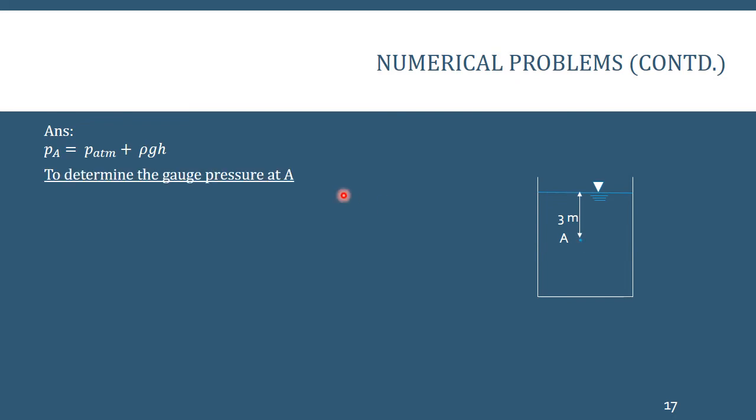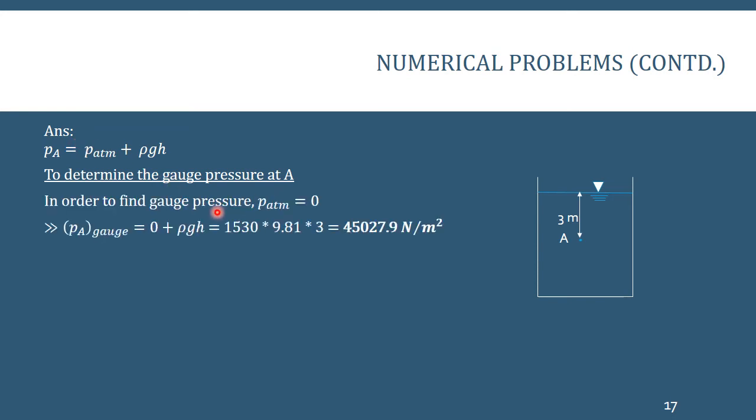Okay. Now I want to determine the gauge pressure at A. If I want to determine the gauge pressure at A, P atmosphere has to be taken to be equal to 0. So I'm going to take it to be equal to 0. So gauge pressure is going to be 0 plus rho g h, where rho is equal to 1000 into 9.81 into 3, which is 45,027.9 Newton per meter squared.